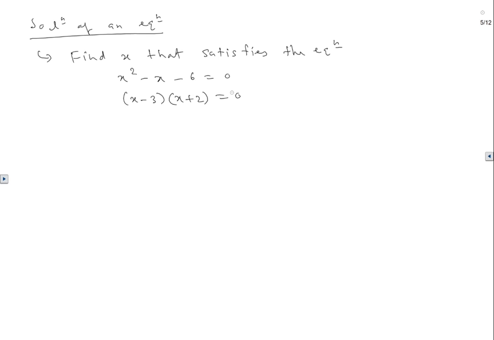And then, that's the product, so we're going to set each one equal to 0. So x minus 3 equals 0, or x plus 2 equals 0, because we know that at least one is enough. That's why we say "or" here. We don't need both. The first one gives you, if you add 3, x equals 3, or x equals -2. So those are the two solutions: x equals -2 or 3.